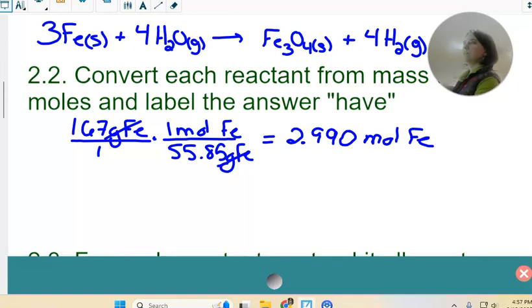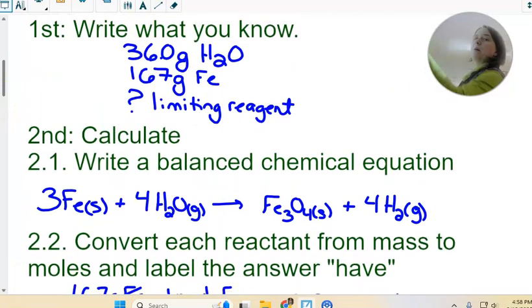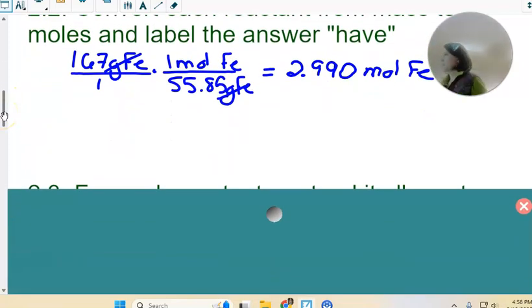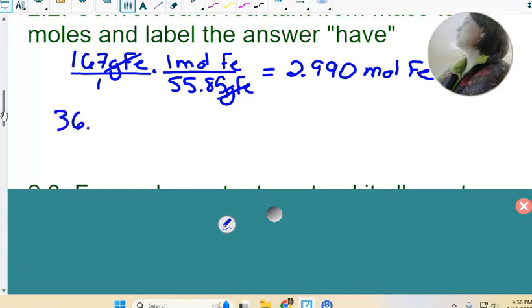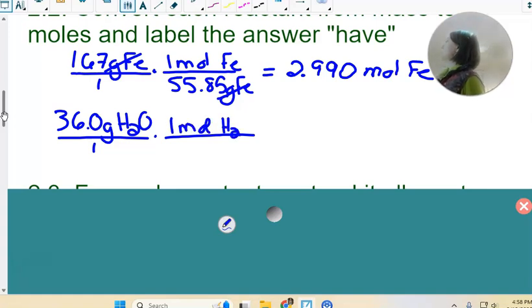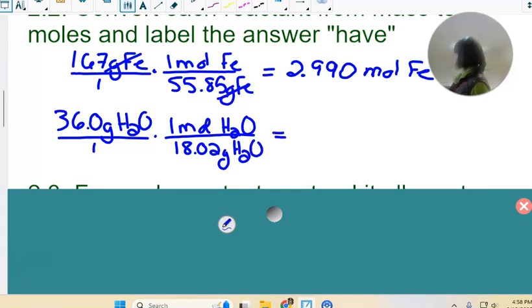So now let's convert the mass of water into moles. If you remember, there's 36.0 grams of water. 36.0 grams of water, that's my original quantity, over 1 times my conversion factor. In 1 mole of water, I'm going to have to figure out its molar mass. So take a moment and figure out the molar mass of water. Okay, did you figure out it is 18.02 grams? If so, good job.